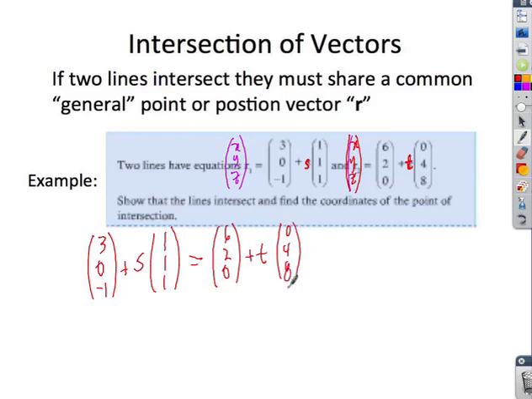And now what has to be true is the x's have to equal, the y's have to equal, the z's have to equal. So out of this you can write three equations. You can write 3 plus s equals 6 plus 0t, if you want. You can leave that off. The second one you'd write is s equals 2 plus 4t. And the last one, negative 1 plus s equals 8t. And again, obviously, we're solving a system of equations, two equations, two unknowns. We only need two equations. Obviously, we have three, so you only have to work with any two of them, and you can make a good choice.